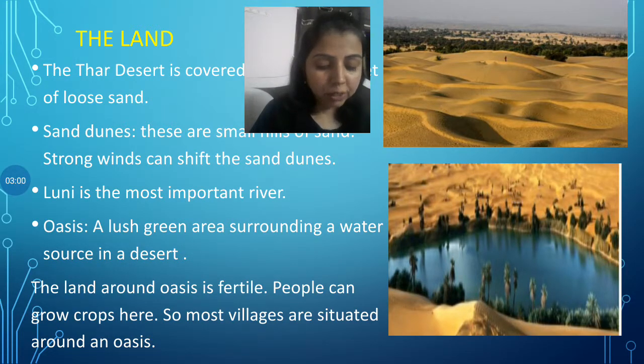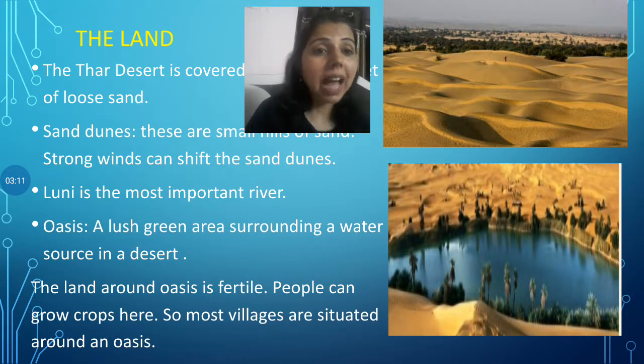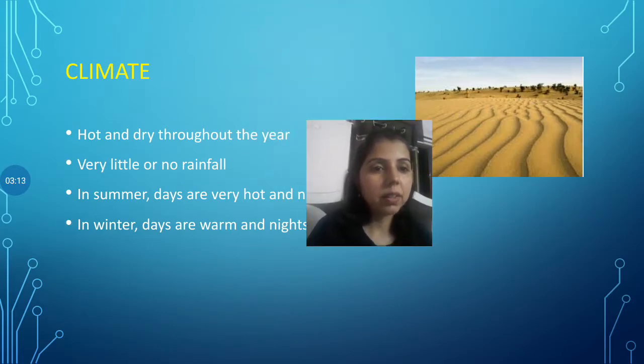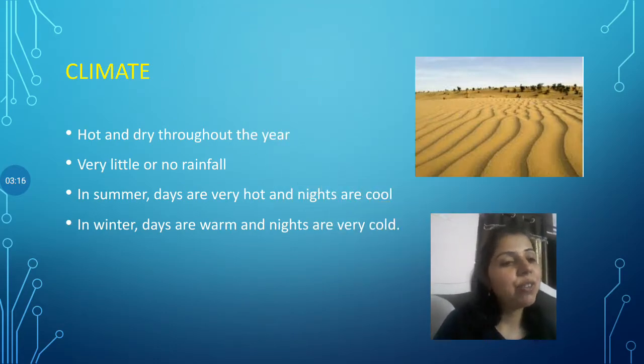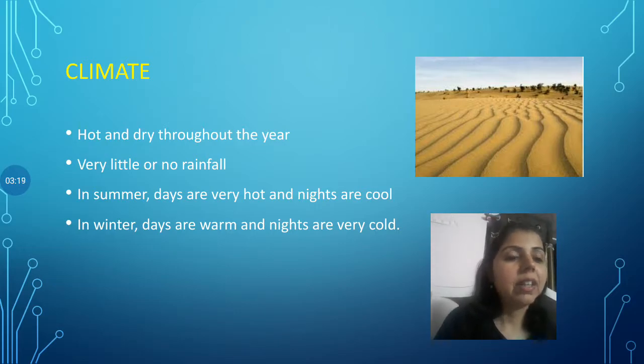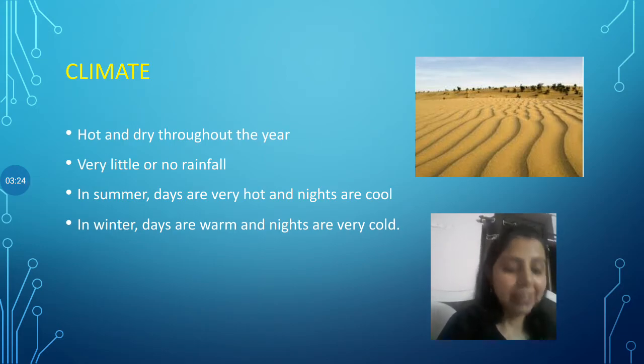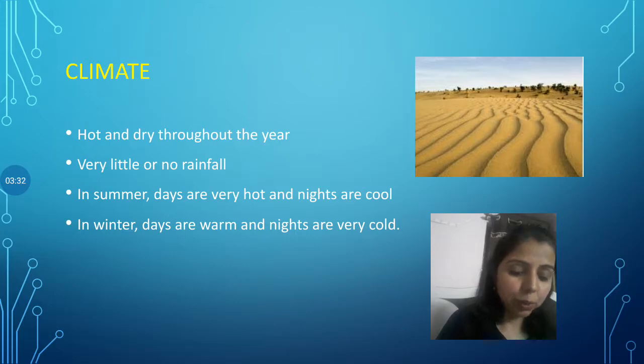Many people and most villages are situated near the oasis in the desert because of the sufficient water and fertile soil found near the oasis. Now let's see the climate of the Thar Desert. As it is a desert, we can understand by the name itself. The climate might be very hot and dry throughout the year. Yes, it's right. There is very little or no rainfall. In summer, days are very hot and nights are cool. In winter, days are warm and nights are very cold.